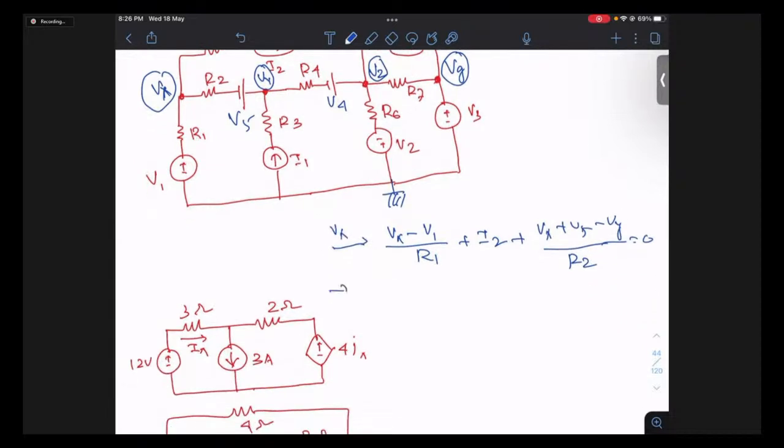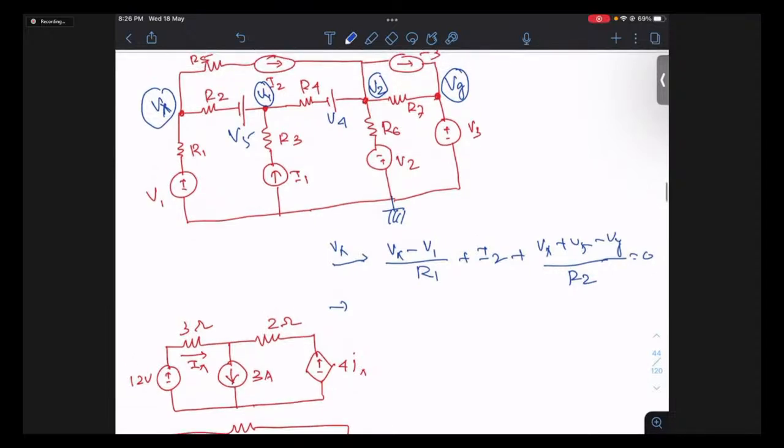Now, what do you get for Vy? If I look at this node, again this and this. For this one, how much do you get? You get (Vy minus V5 minus Vx) by R2. So this is what I have written. This current is basically the outgoing current.